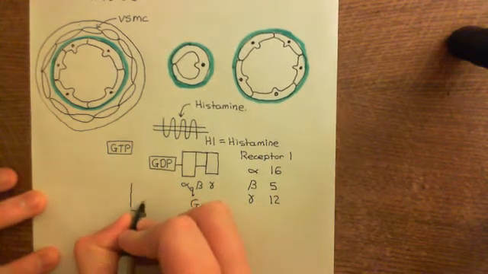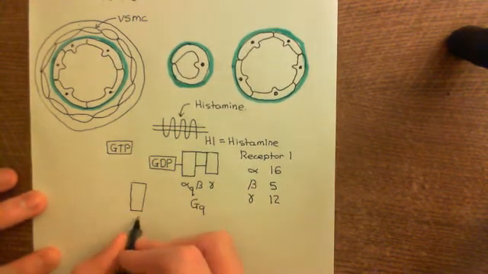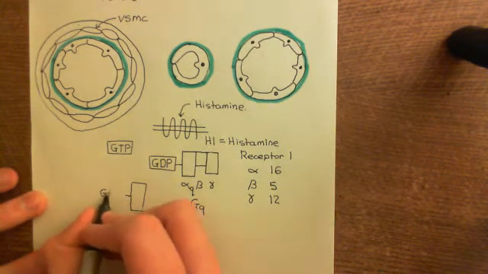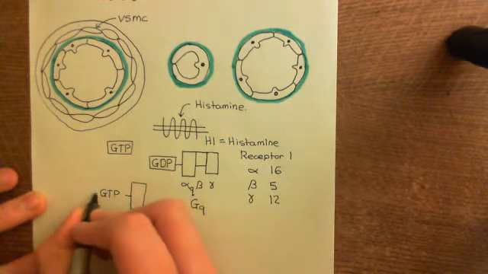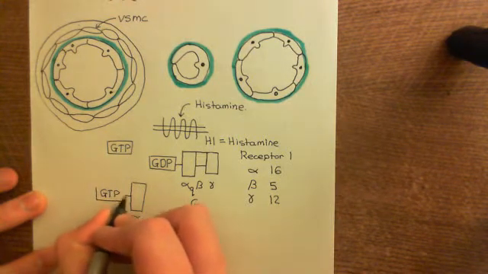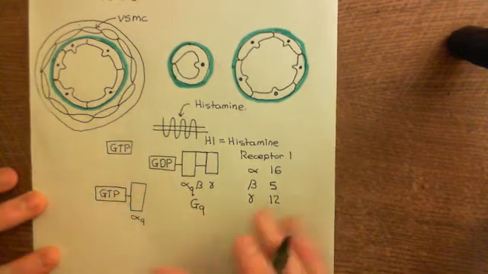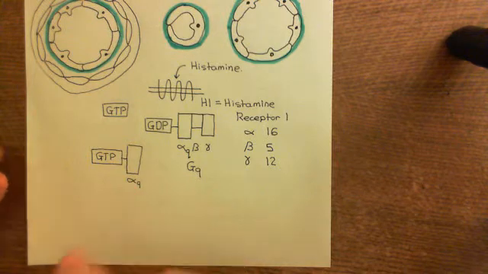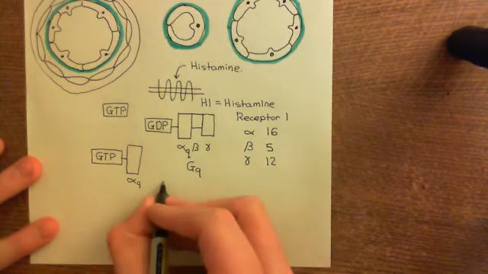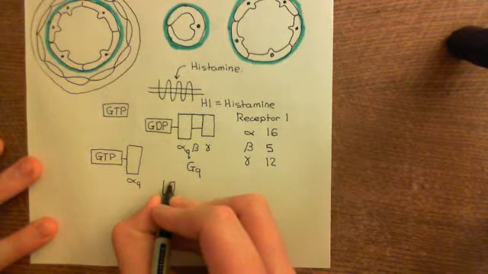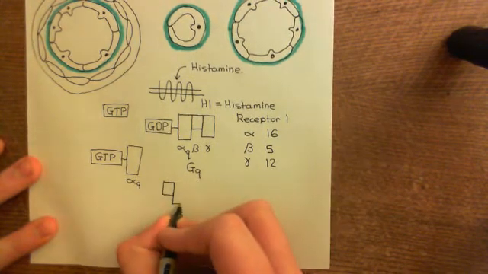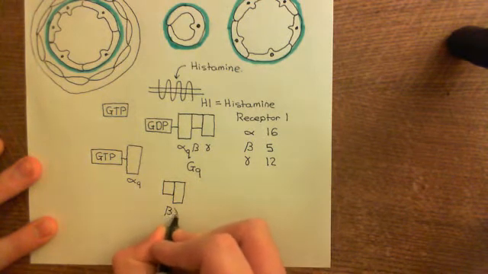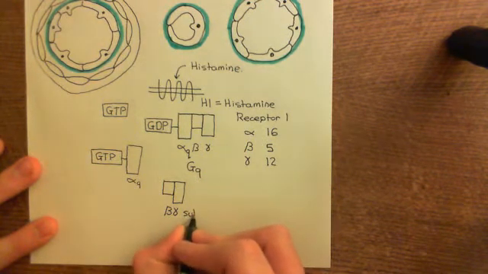Okay, so here now is our alpha Q subunit, which now has a GTP molecule bound to it instead of a GDP molecule. And when it's got GTP bound to it rather than GDP, the G protein goes into the on state. In the on state, the alpha Q subunit no longer wants to associate with the beta and the gamma subunit, so it cleaves away from them. However, they remain bound together and are henceforth referred to as the beta-gamma subunit.